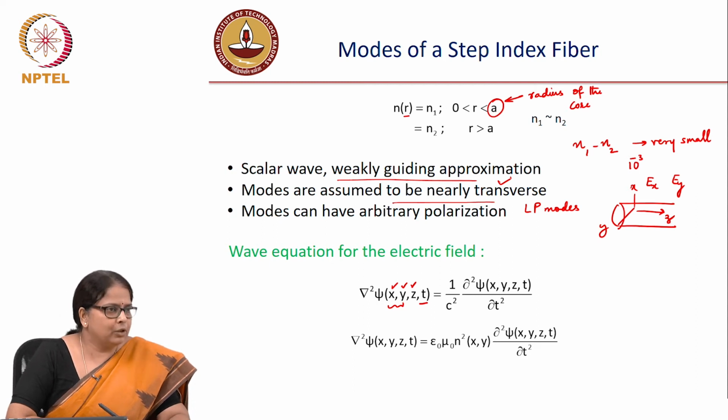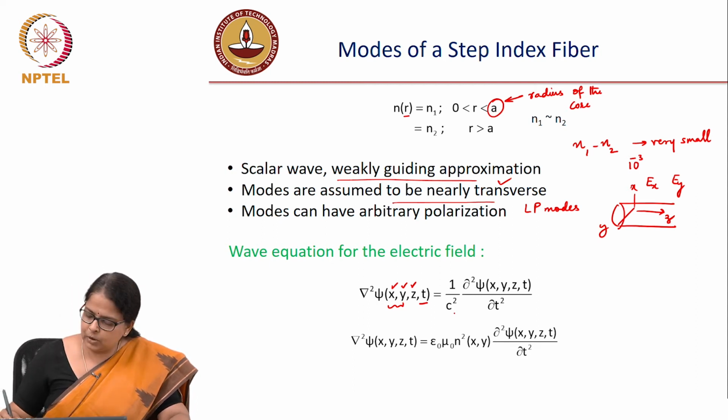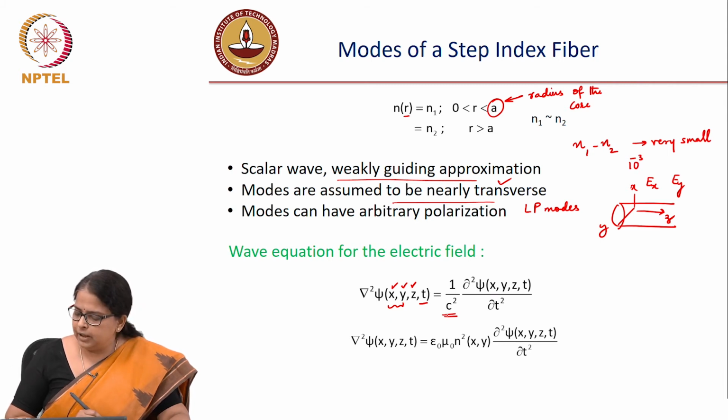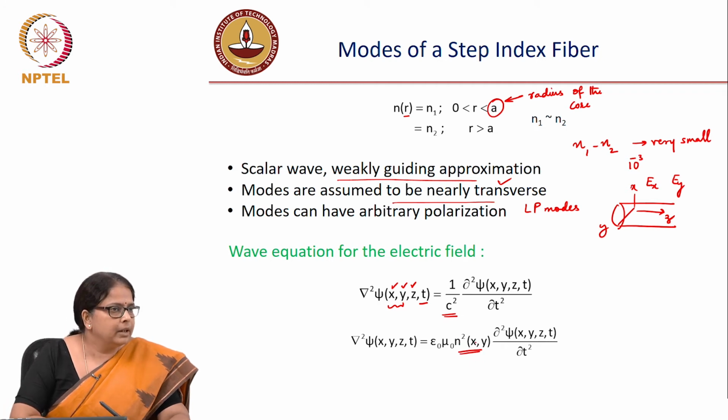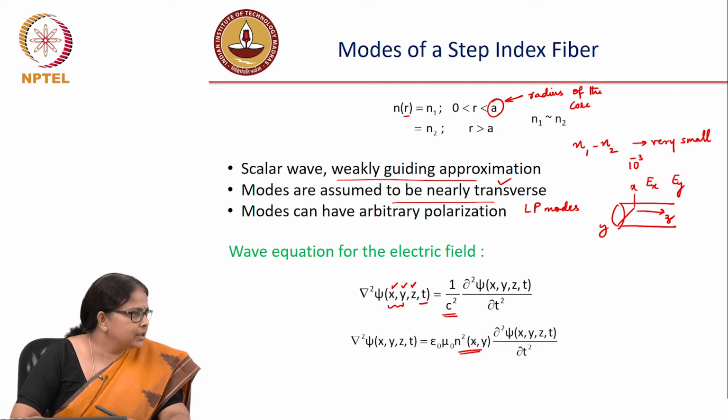This is why plane wave is not a solution, because your c square is 1 over mu naught epsilon naught n square, where n is a function of x, y now. In a homogeneous medium, n is a constant. So, plane wave is a solution. Okay.